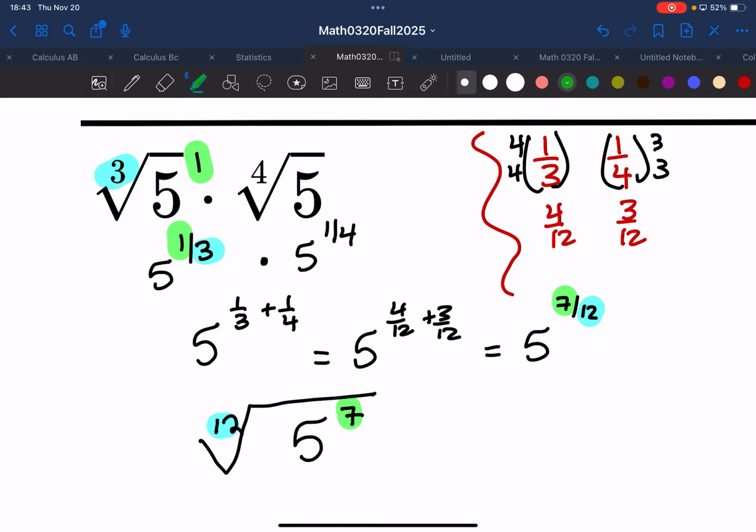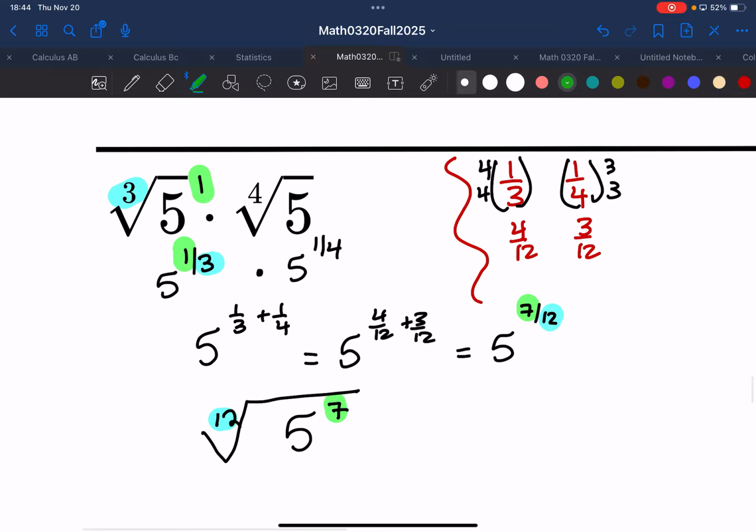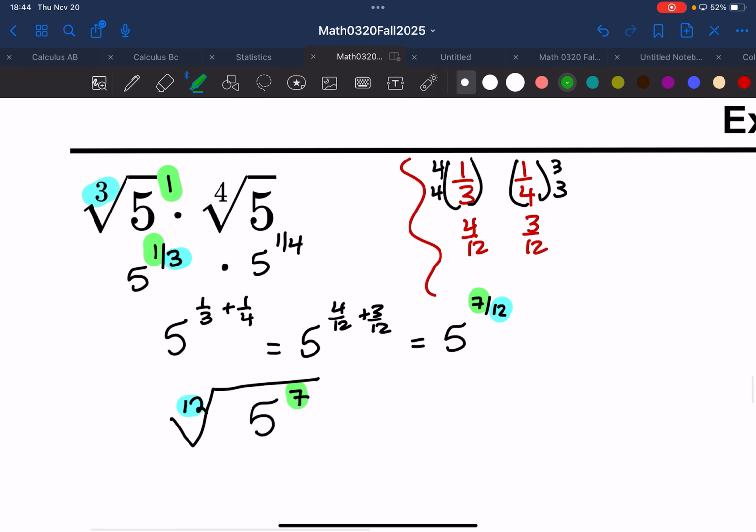So this is taking a couple notes, putting it together. Okay, so it's not too bad like this, right? Because we have the same base. But we're going to make it a little harder, right? Because we want to challenge ourselves. And now we're going to have different bases.